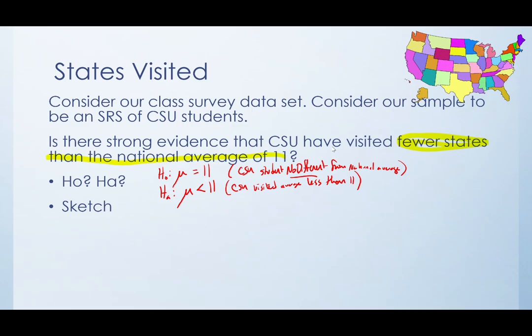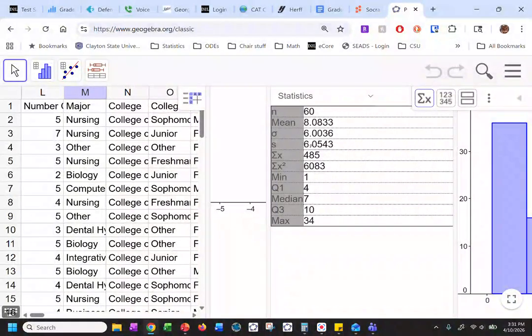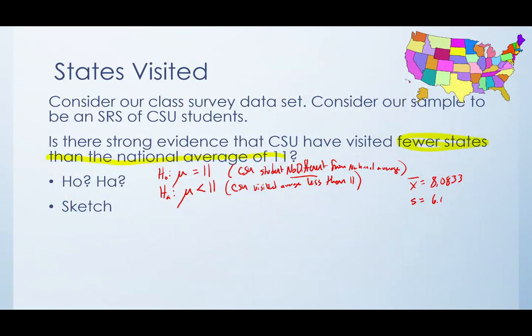Okay, so I'm going to write those down, right? 8.0833 for x bar, s, our sample standard deviation, 6.0543. And our sample size was 60. So now we can make our sketch. We're going to want to check our conditions, right? But in our sketch, 11 should be at the center. Our actual sample mean is 8.08, and we are shading to the left because we have a less than.